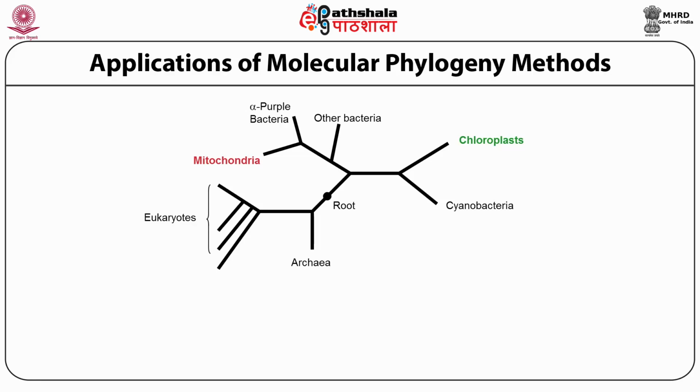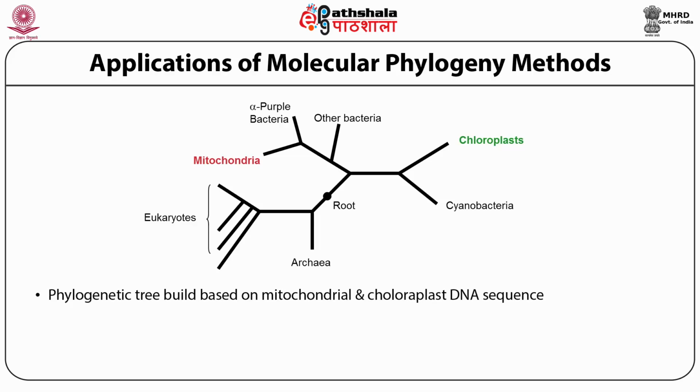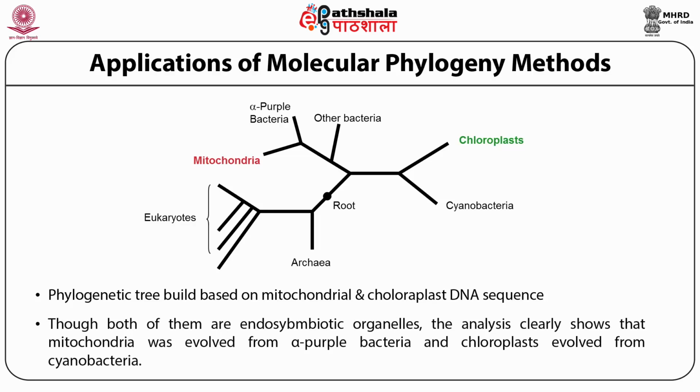Phylogenetic trees were also used to identify the origin of cellular organelles. This tree is a phylogenetic tree built based on mitochondrial and chloroplast DNA sequences. It clearly shows that both of them are endosymbiotic organelles, but mitochondria is much more closely related to alpha purple bacteria, whereas the chloroplast is closely related to the cyanobacteria. So probably chloroplasts evolved from cyanobacteria through endosymbiosis, and mitochondria evolved from alpha purple bacteria through endosymbiosis.